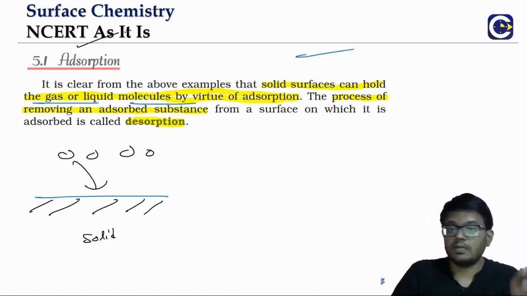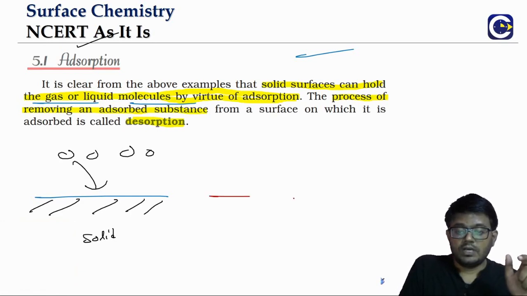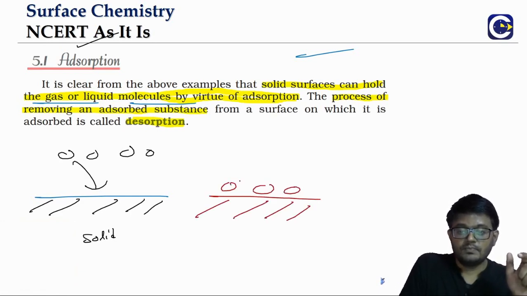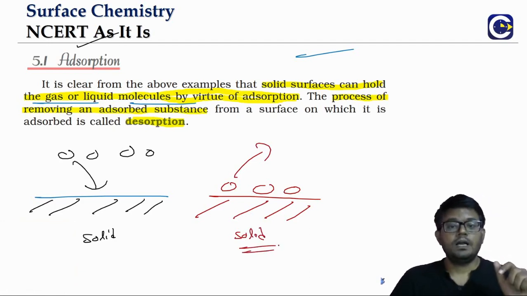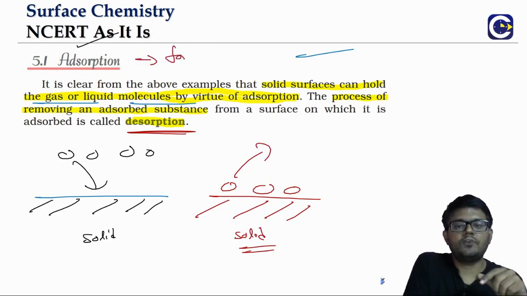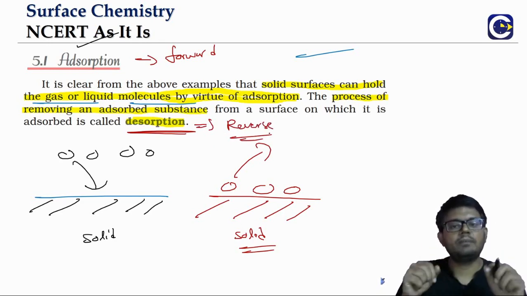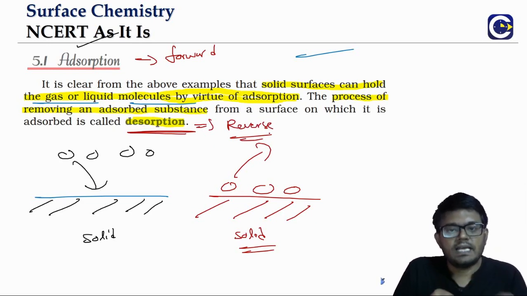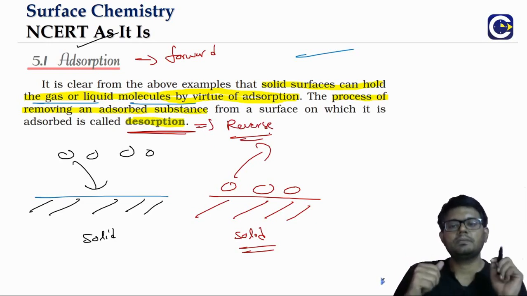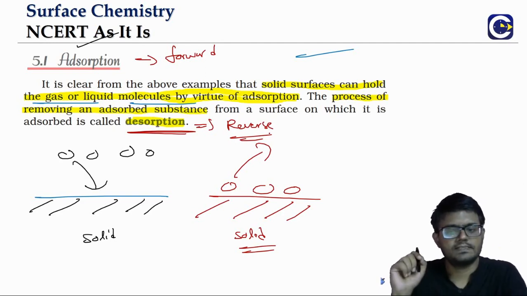There should be a reverse phenomenon for that, right? What is the reverse phenomenon? The particles which are already on the surface of the solid can be removed from the surface of the solid, and that is what we call desorption. So if adsorption is the forward, desorption is the reverse. And just like the way we have equilibrium in physical processes as well as chemical reactions, here also we will have an equilibrium stage reached. We will talk about all those things.